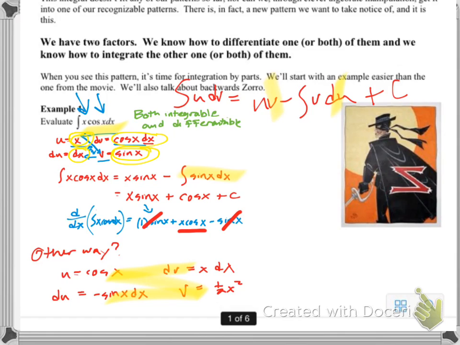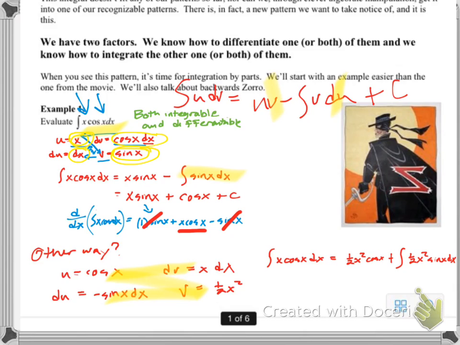But there's u, cosine of x. dv is everything else and the dx, so x dx. Derive the u, integrate the dv. Now you put it back together, uv. So we got the original equals u times v, that's the 1/2 x squared cosine of x, minus the integral of v du. Again, 1/2 x squared, and du has got that negative sine of x dx.